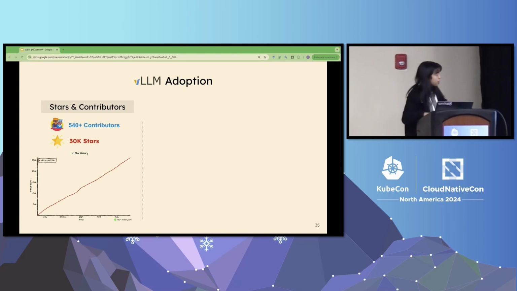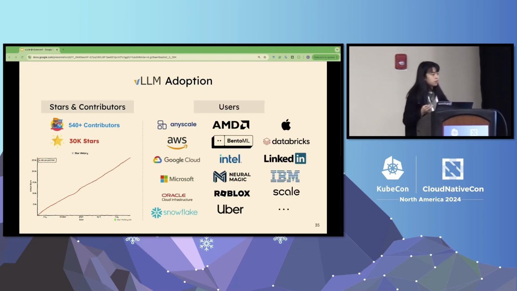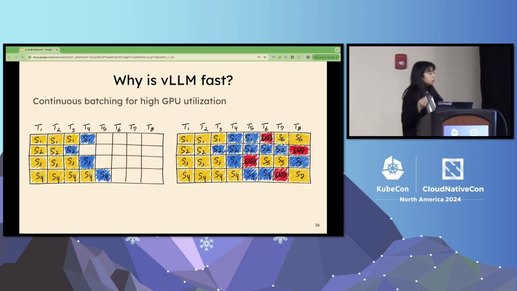We launched the vLLM project in June 2023, when there were only a few open source projects for LLM serving. And fortunately, vLLM got a lot of traction from the beginning and has become one of the most popular projects in this field. We also have many users across industry, including major cloud providers like AWS and Google Cloud.